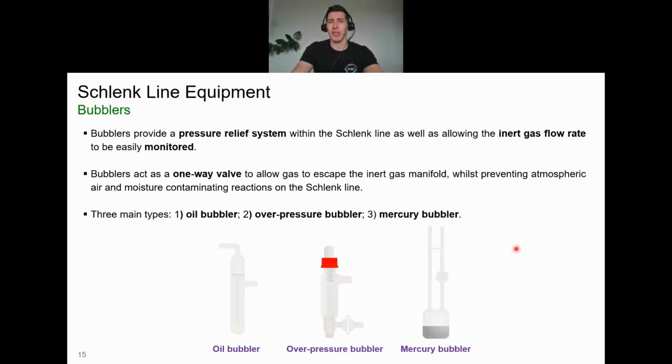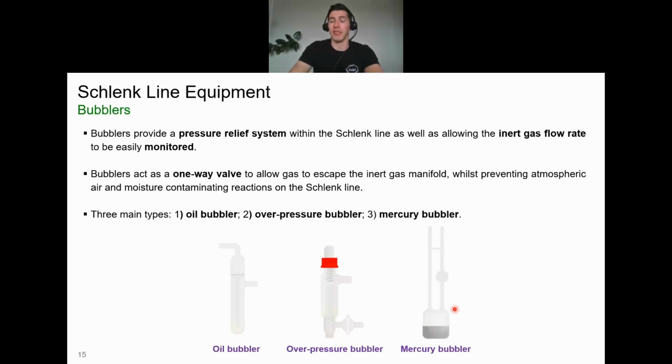The final kind of bubblers are mercury bubblers. They work on the same principle as oil bubblers, but we're now dealing with a very high density liquid metal that provides a lot of resistance. You'll also note that mercury bubblers are often really tall, sometimes even a meter, and the reason for that is that by definition, 1 atmosphere can support 760 millimeters of mercury.